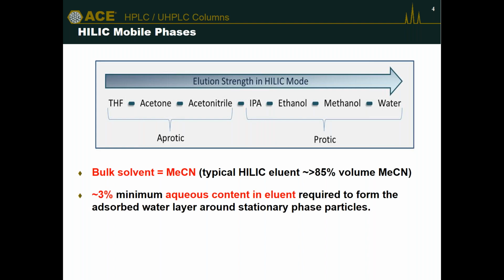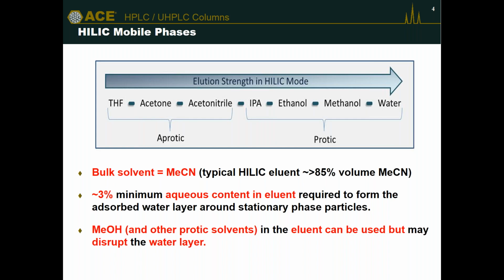Now, it's important that we keep a certain amount of aqueous component in our mobile phase, which is around about 3%, depending on conditions and column chemistry and so on. And this allows us to maintain the integrity of the adsorbed water layer around the stationary phase particles.